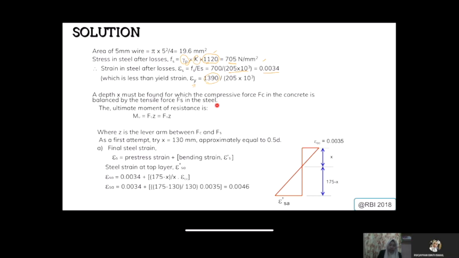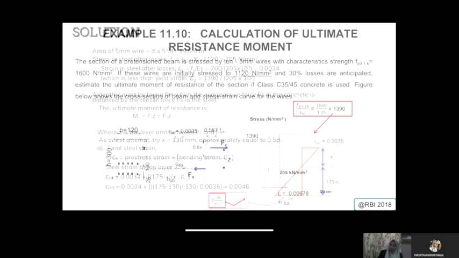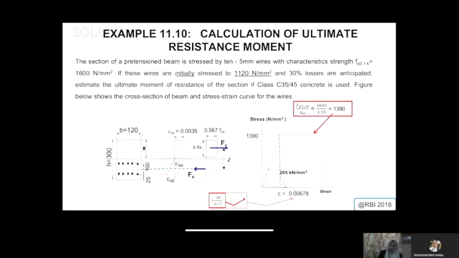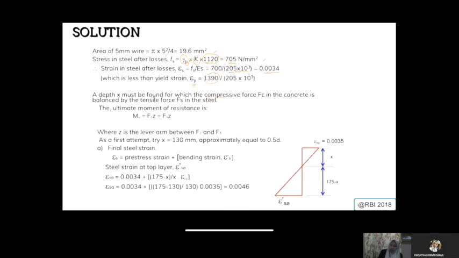Okay, so the depth X must be found for which the compressive force in the concrete is balanced by the tensile force in the steel. So these two values must be balanced, must be equal. So you have compressive force and also tensile force, and this will contribute to your ultimate moment when you multiply it with your lever arm. So Z is your lever arm.